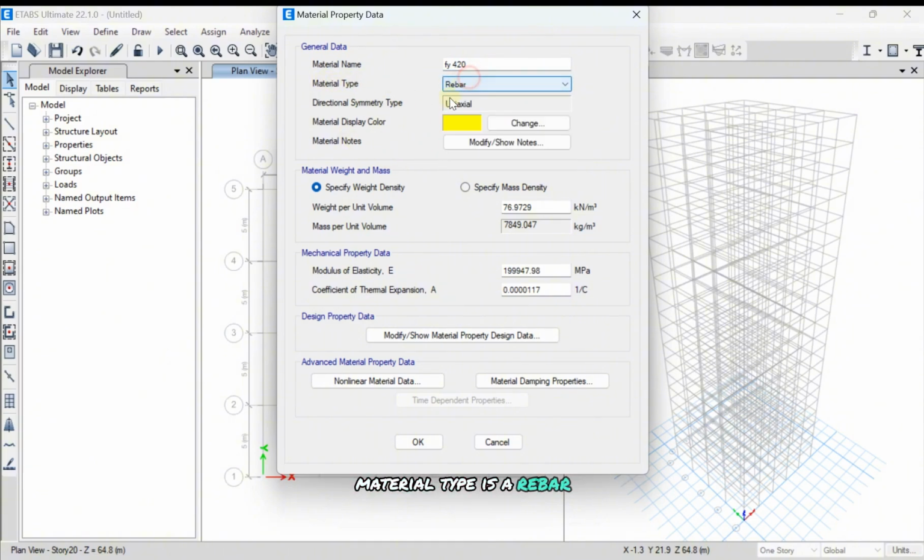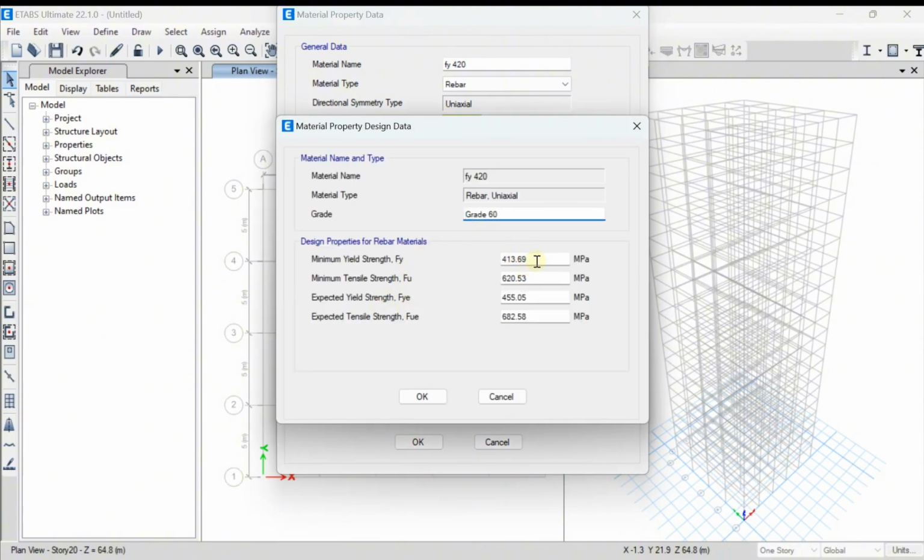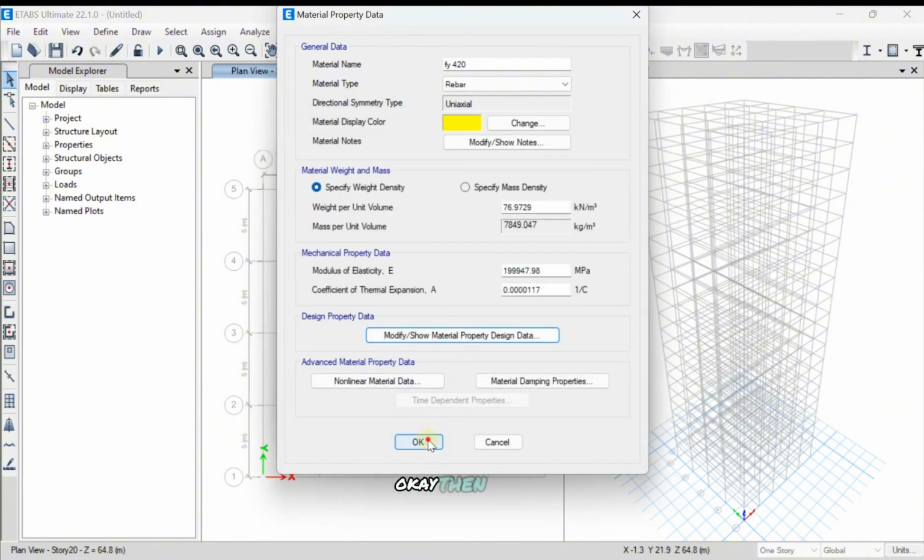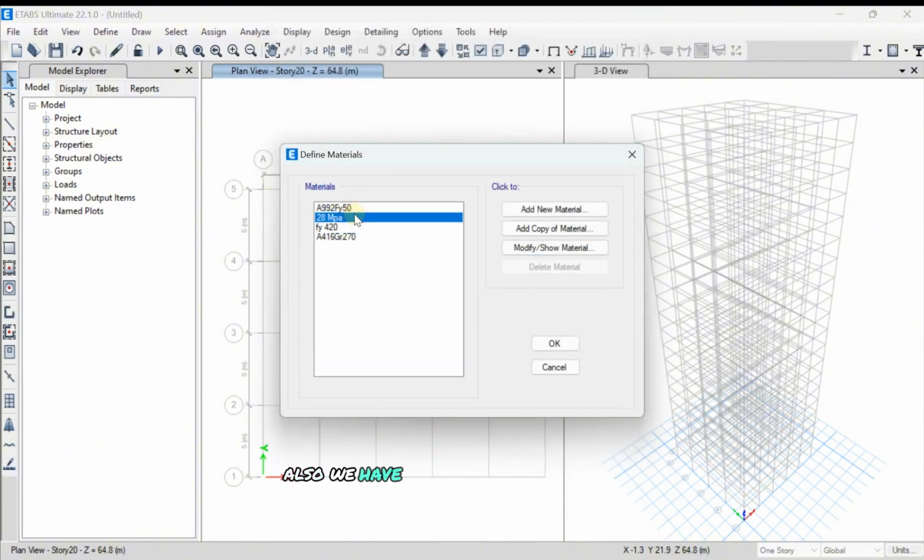Material type is rebar, and in the design property data, we have to change minimum yield strength Fy to 420 megapascal. Okay, then okay. Also, we have a different concrete type that is used for buildings and shear walls.